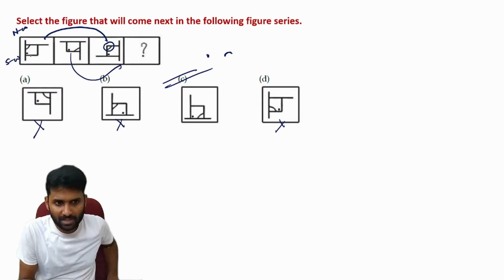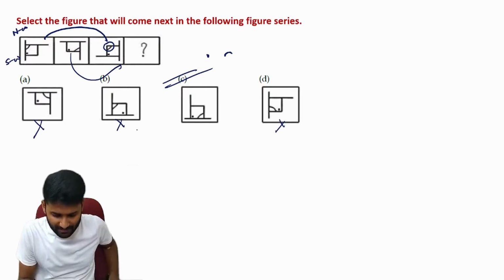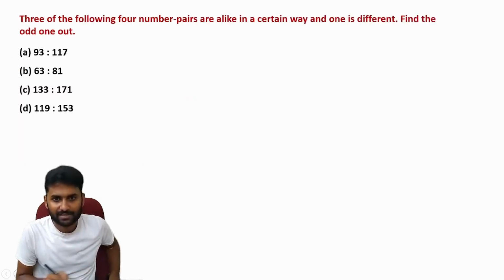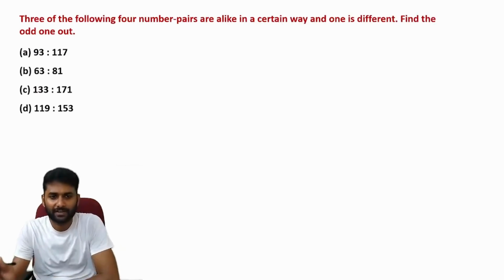See, the location of this curve arrow and the dot is similar in the first and third. So apply the same relation for 2 and 4, and you will get the answer. Next, find the different one.